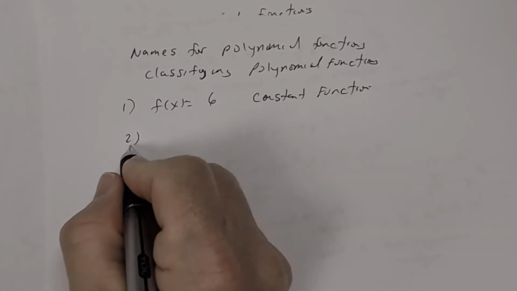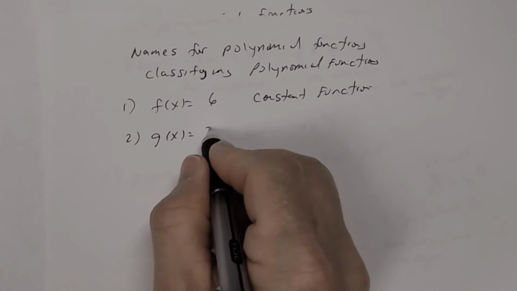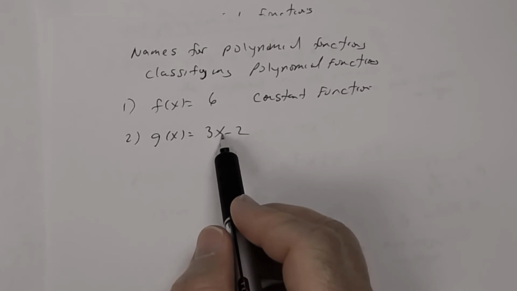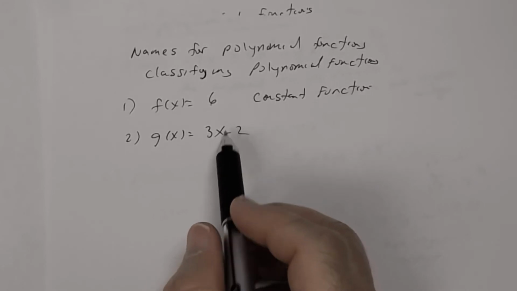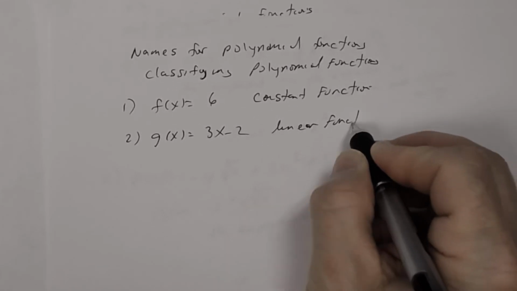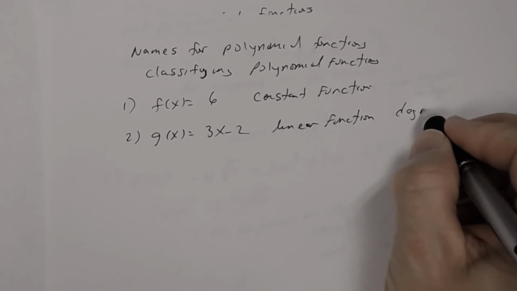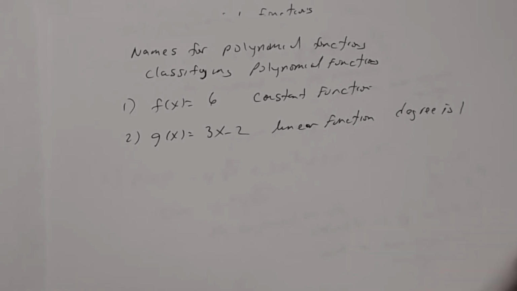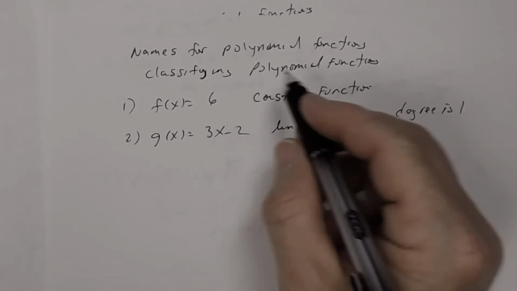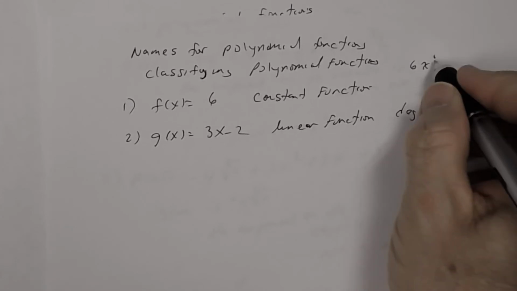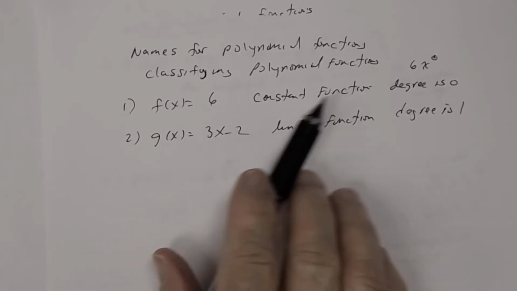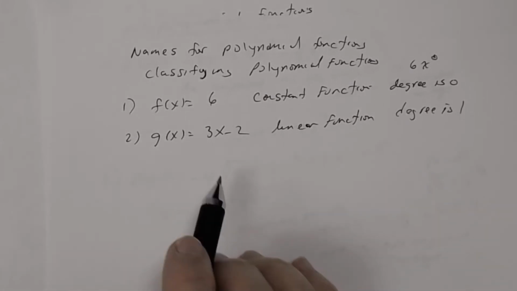Number 2, we have g of x equals 3x minus 2. That's a polynomial function. What's the degree of this polynomial function? The degree is 1. So that's a linear function. Remember that the degree of a linear function is 1. What's the degree of a constant function? Remember what we talked about? That's 6x to the 0 power, so the degree is 0, right? So the degree of a constant function is 0, the degree of a linear function is 1.